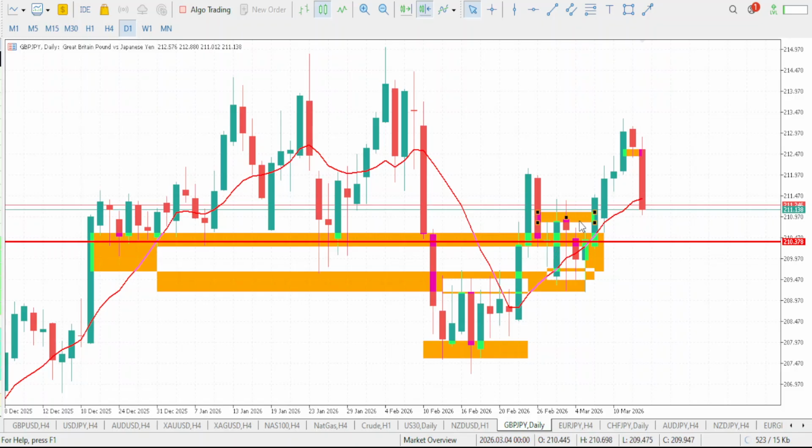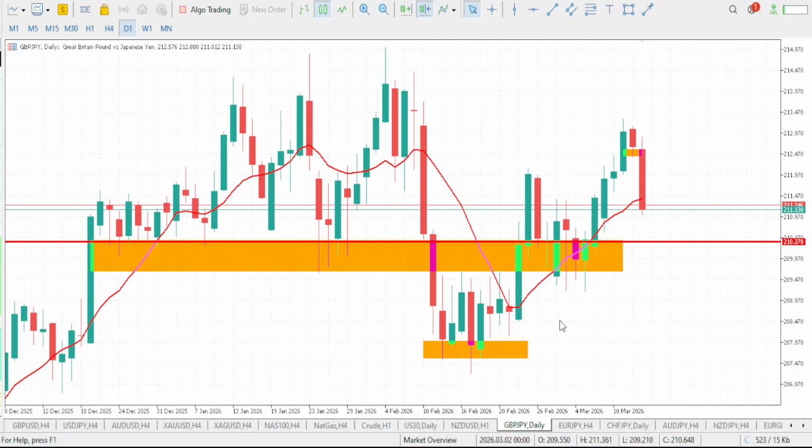Now let's go down to our four-hour time frame right here. So this is it right here. This is our major level, which is the support level. Now take a look at it right here. We are currently at the support level, right? So this is the correct support level.